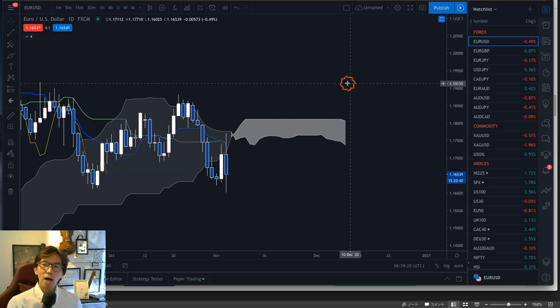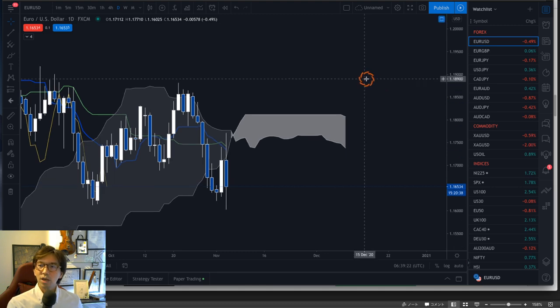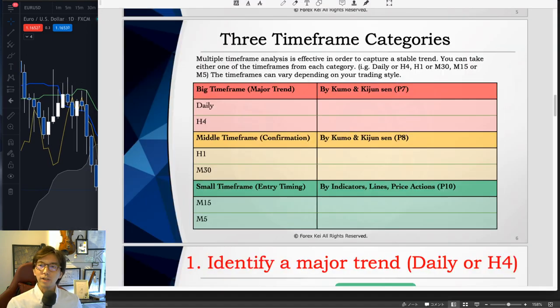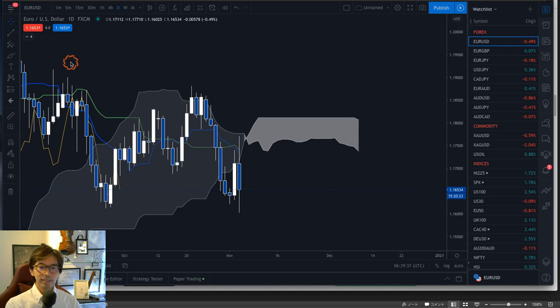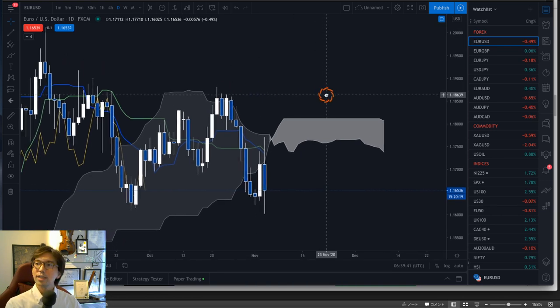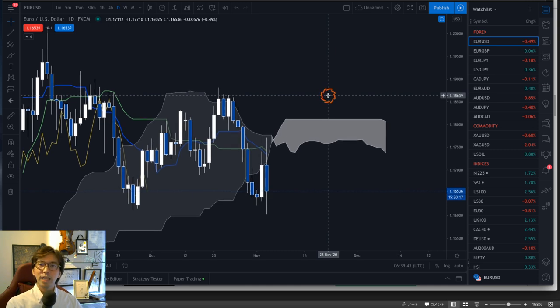Let me show you how I capture the trends. Here it says in this PDF, I look at the daily chart or 4-hour chart to capture the bigger time frame as the major trend direction. So here is Euro USD. Once again, this is the 4th of November 2020, and this is the Euro USD daily chart.